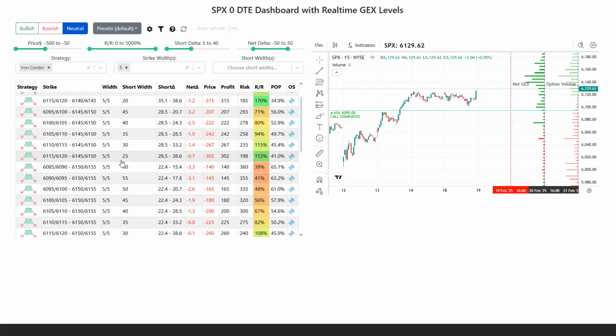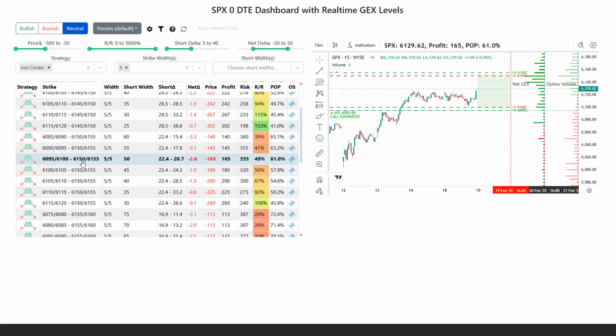Here too, if you click on any of them, say a 6,100 to 6,150, then I see that this can bring me a maximum profit of $165 and my risk is $335. In the worst case, my risk reward is close to 50%. My probability of profit is 61%, and it nicely outlines for me the range in which I can profit with this strategy if the price expires within that range at expiration.